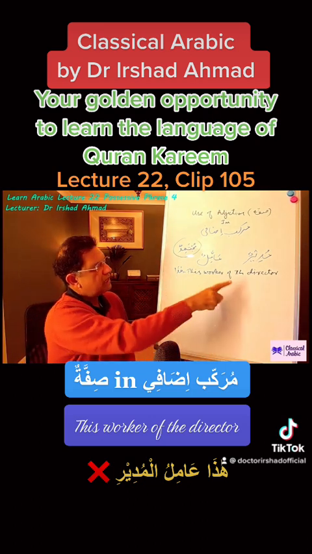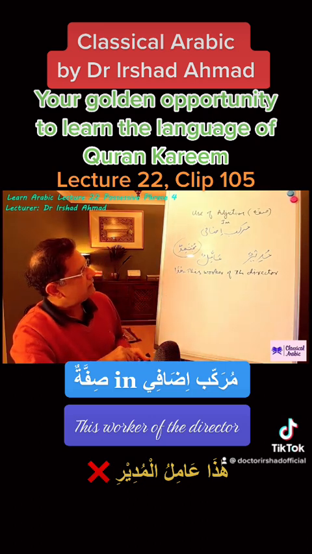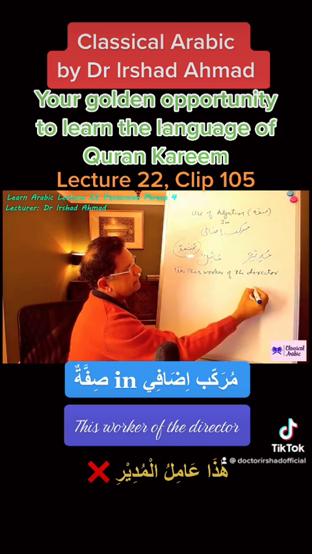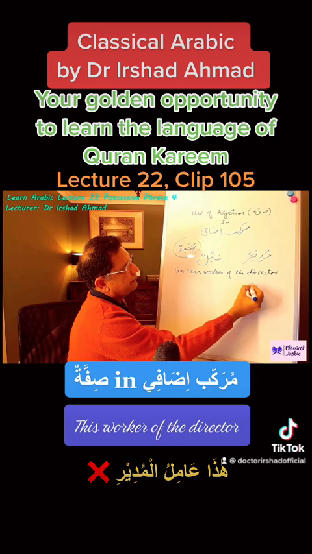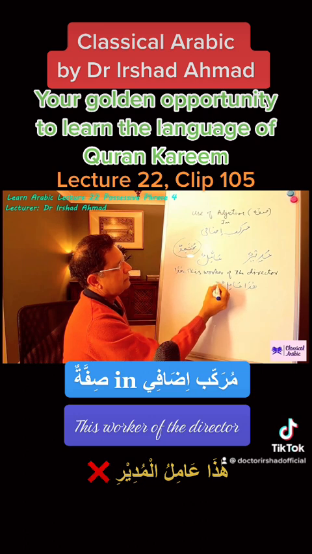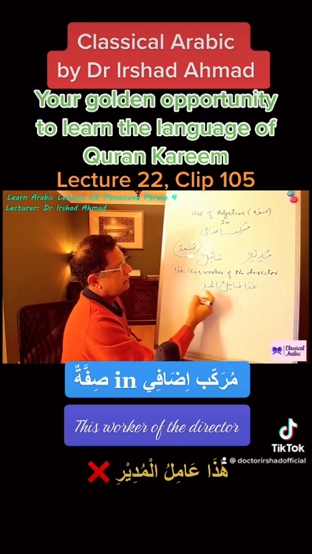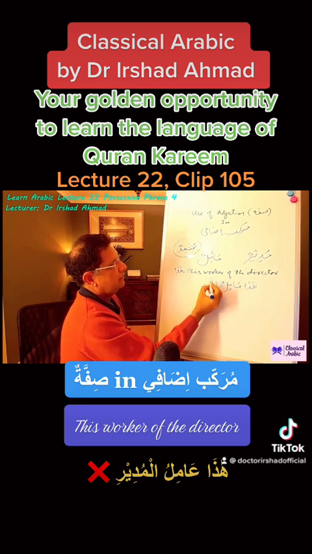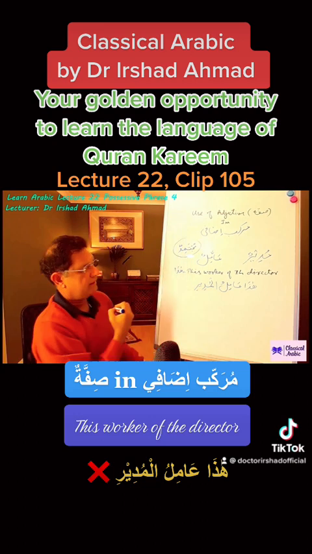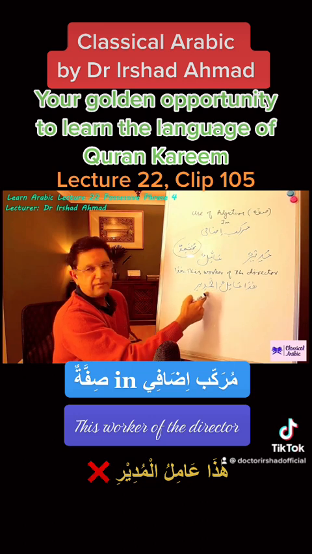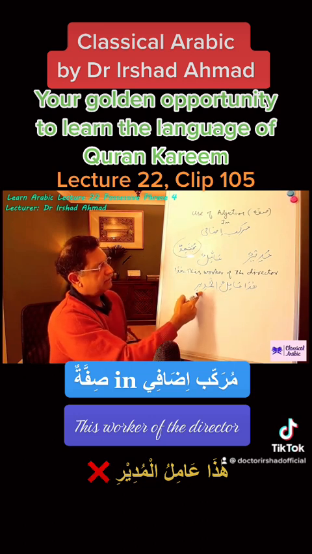So we have to fit haza somewhere here now. So if we write, for example, haza, if we bring haza at the beginning, haza amilu al-mudiri, that's our construction, simple construction, a basic construction. Mudiri, haza amilul mudiri, this worker of the director, but that's not going to work.